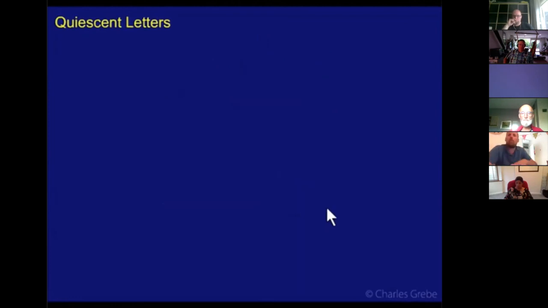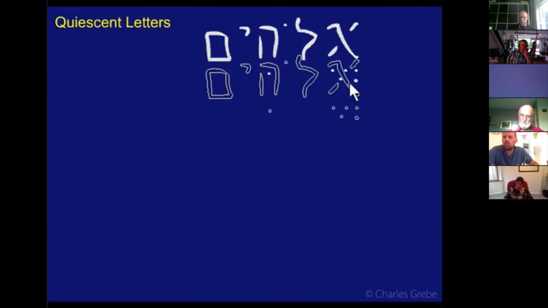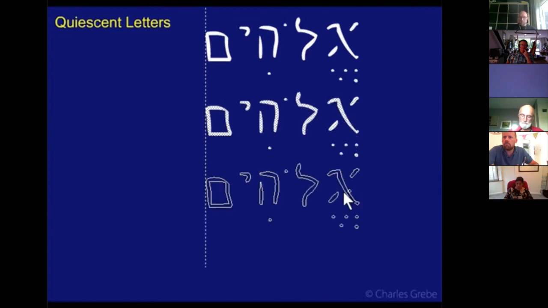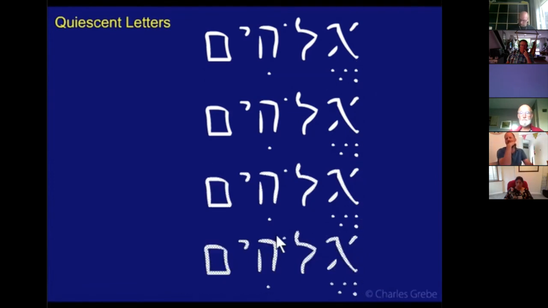Let's look at an example. Now I need a lot of space here, so I'm going to write at the top. Elohim is the word I want here. God. Elo. And actually I'm going to copy this, so we need it 4 times. Let's see if we can fit it on this page. 2, 3, 4. It's a little squished, but okay.